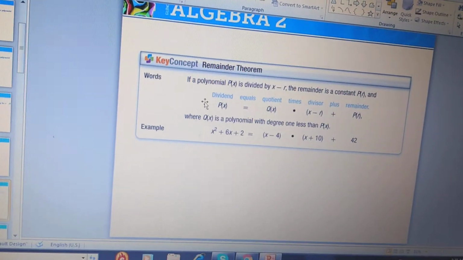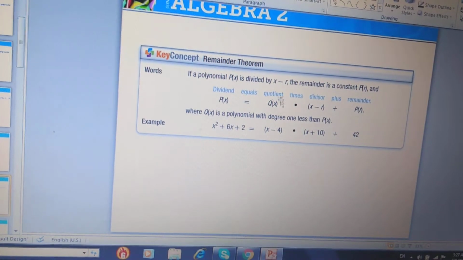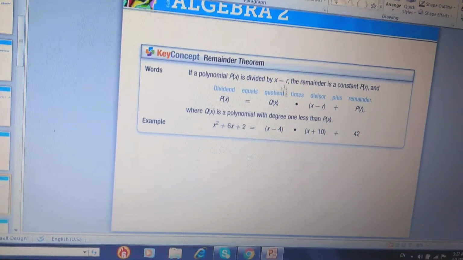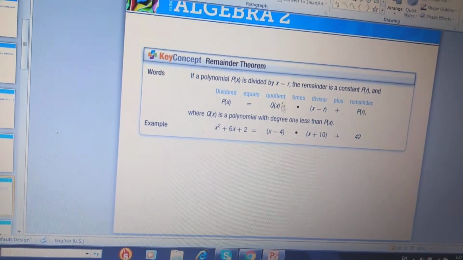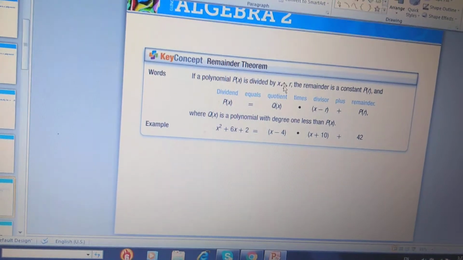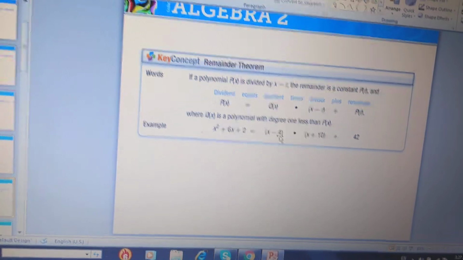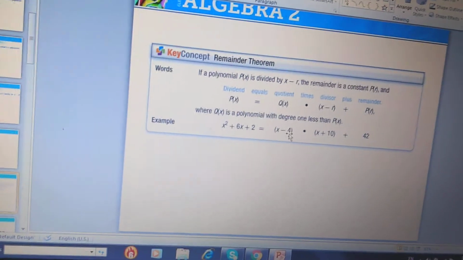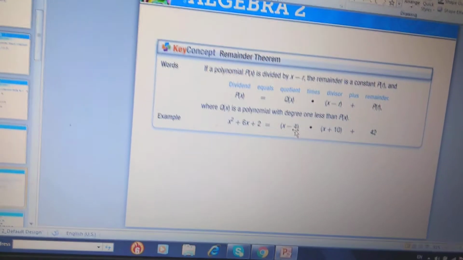Here you have to pay attention that this negative is from the rule. If you see, like here, minus 4, this means r equals 4. If here you have a plus 4, this means r equals negative 4. Always here you must take the opposite sign. This is a very important point.